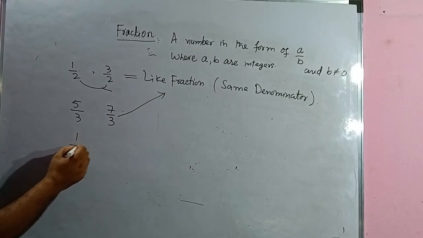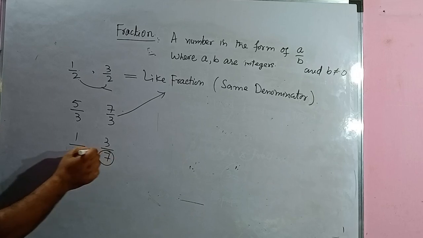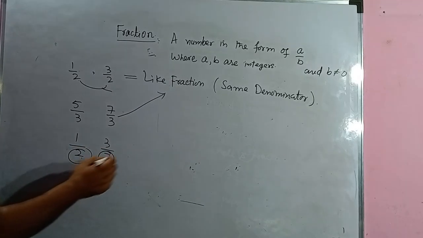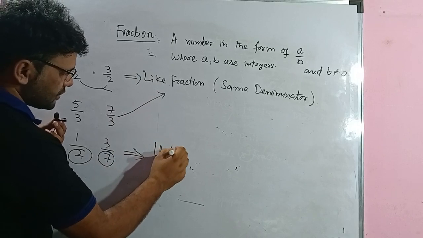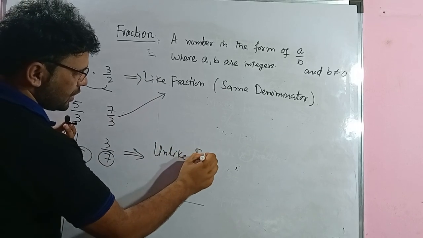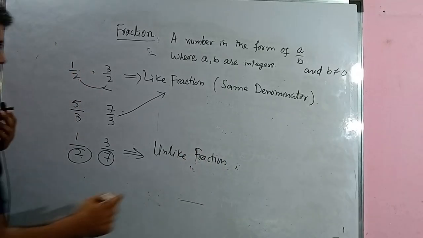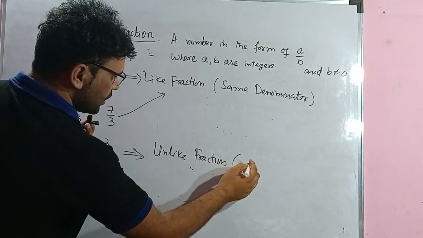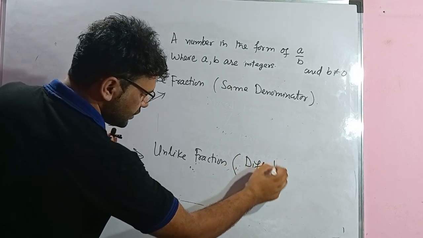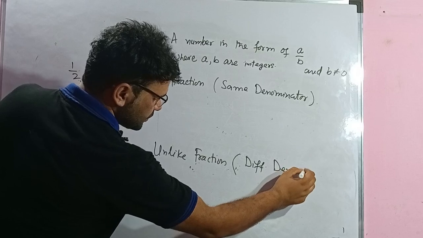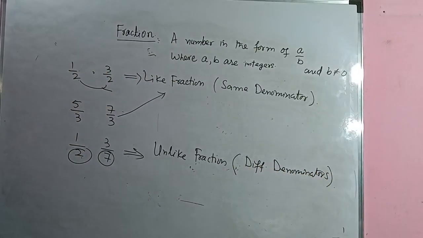If I have 1 by 2, 3 by 7, you can see here there are different denominators. So what are these? These are unlike fractions. Why are they unlike fractions? Because their denominators are different. So these are the unlike fractions.